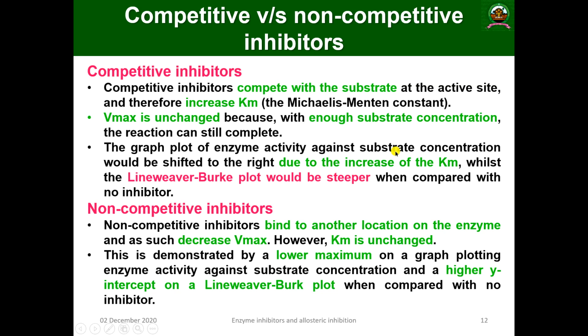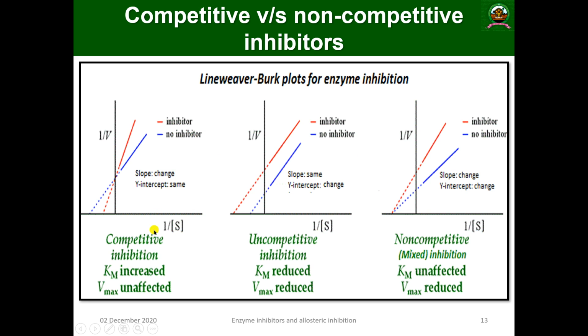And this is competitive versus non-competitive inhibitors. Very important: a competitive inhibitor increases the Km, and Vmax will be unchanged. But a non-competitive inhibitor decreases Vmax, and Km will be unchanged, just the opposite. Here you can see the normal reaction and the competitive inhibition on the Lineweaver-Burk plot we have already discussed. This is the inhibitor and this is the no-inhibitor. The slope changes, the Y-intercept is the same. With the competitive inhibitor, the Km is increased and Vmax is unaffected.